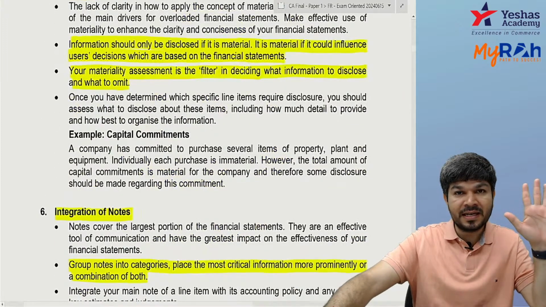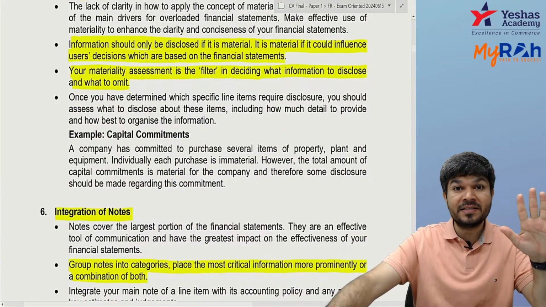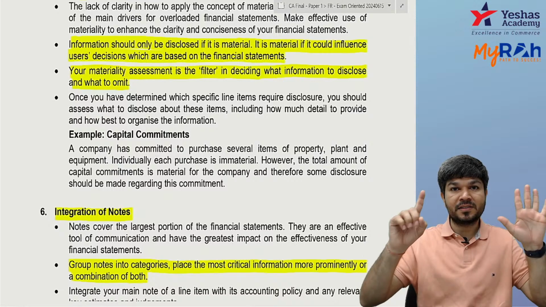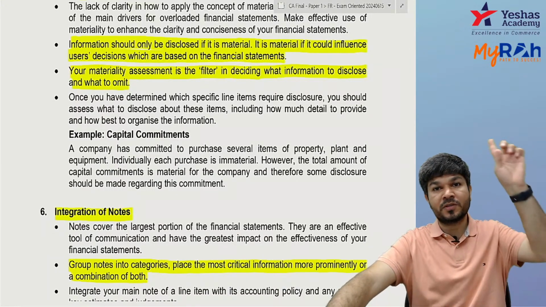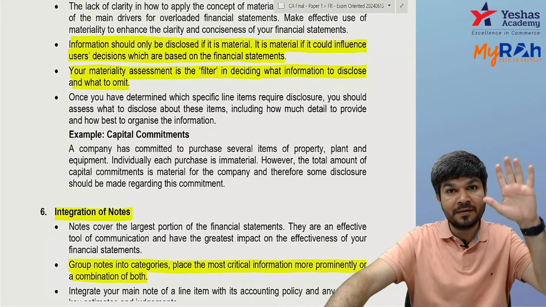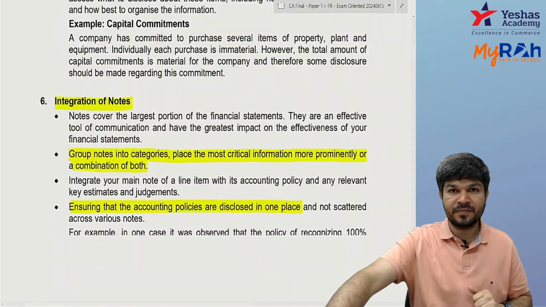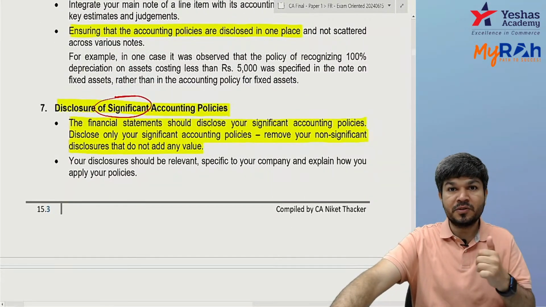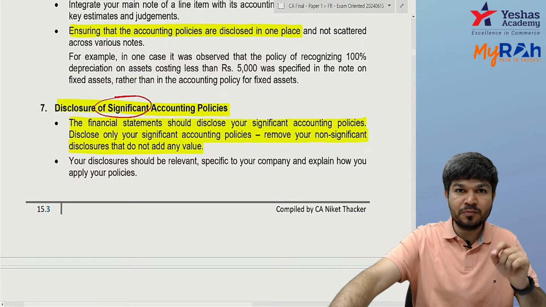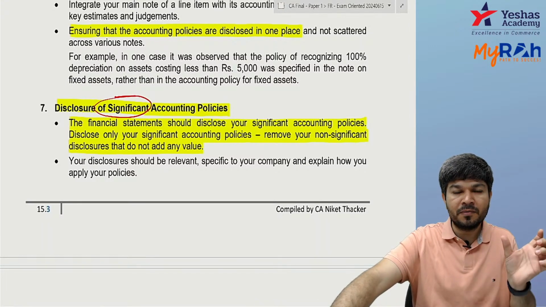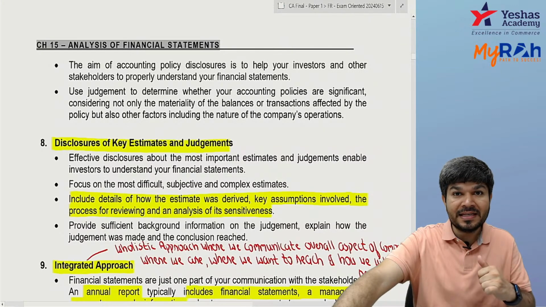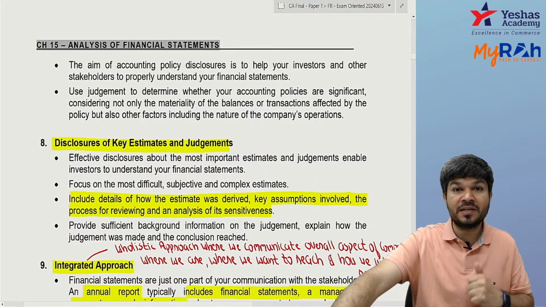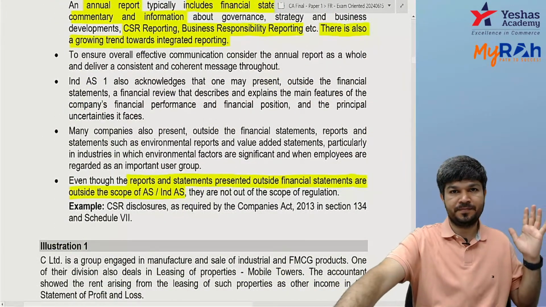Fifth, all material items have to be properly disclosed. Material is a filter for you. Sixth, the notes have to be integrated. Every item of balance sheet and P&L is cross-referenced with a related note, and notes should be given in a proper sequence. Seventh, the significant accounting policies you are following have to be disclosed, and we know note number 1 is disclosure of significant accounting policies. Eighth, your key estimates and judgments need to be disclosed, and try to have a holistic approach.